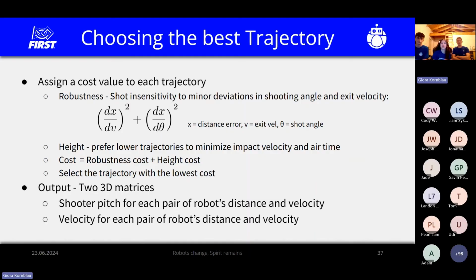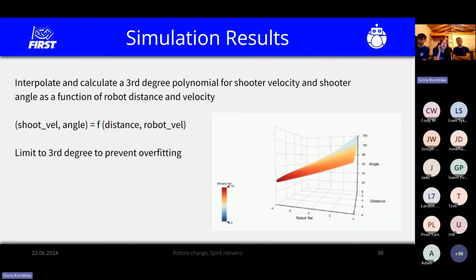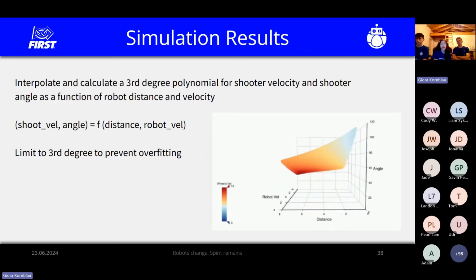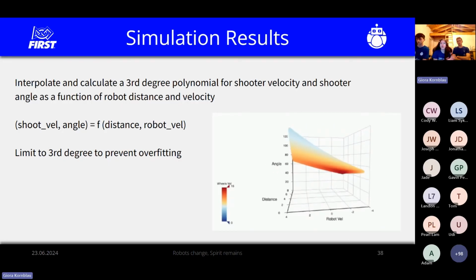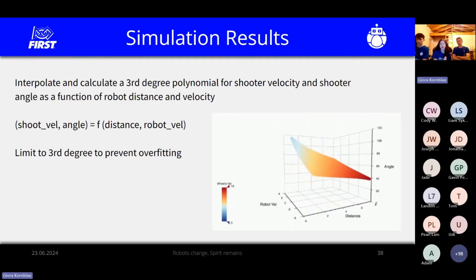This simulation, of course, does not run on the robot because it would be too much, and it won't be efficient to do that in real time. But the output of this simulation is we get 2 3D matrices, one for the shooter pitch for each robot distance and velocity, and one for the shooter velocity for each pair of robot distance and velocity. So all those 2 matrices for everything that we have calculated, we put them into an Excel and we interpolate those values, all those trajectories that we have gotten.